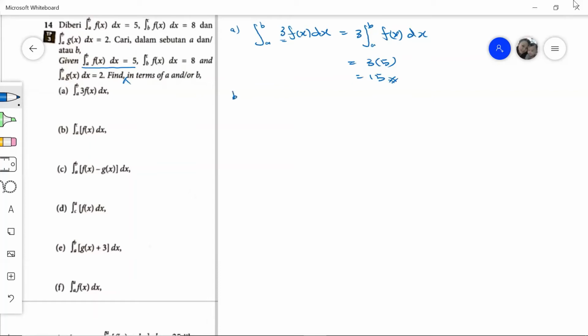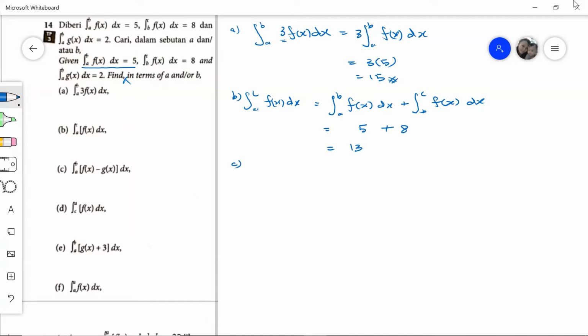In part B, we have to find from a to c, f(x). What we have is from a to b, and b to c. So we can split this into a to b of f(x), plus from b to c of f(x). Okay, so that will be 5 plus 8. So the answer is 13.